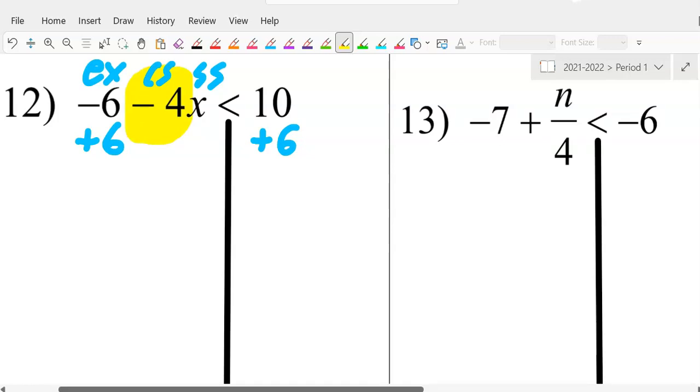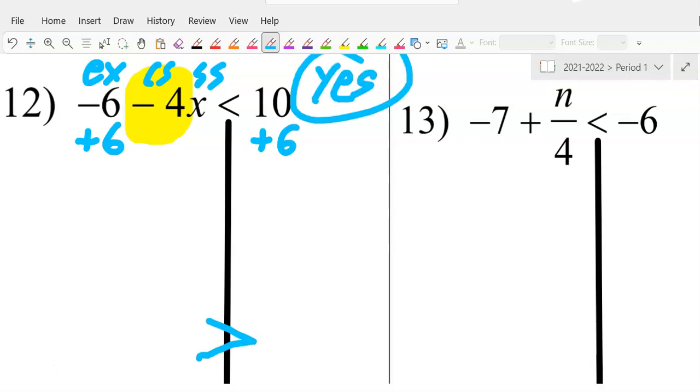Alright, so is our co-star negative or positive? Negative. It's negative, so what does that mean? You're going to change the sign. That means we do need to change it, so it's going to be pointing to the right. I'm going to do that at the beginning, before I do the problem. So put a big yes.